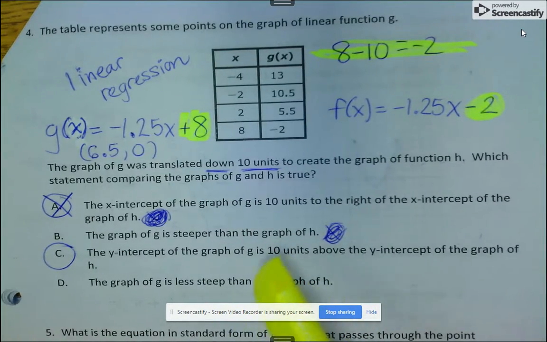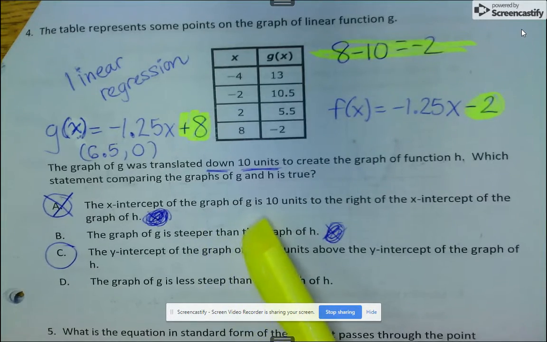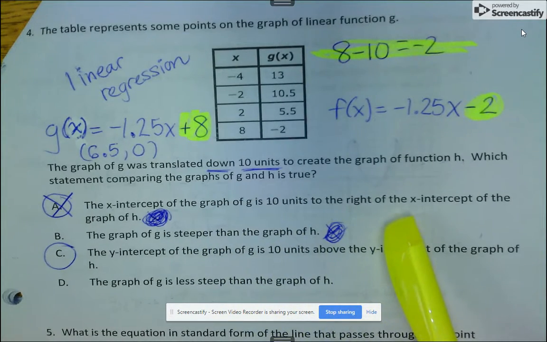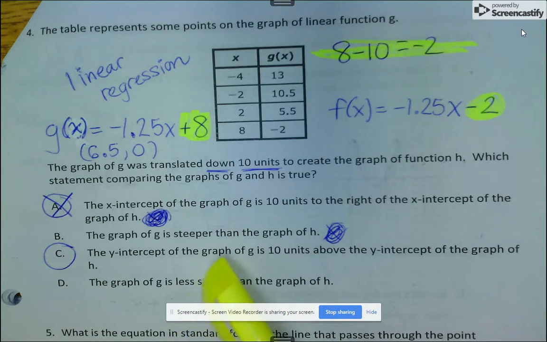Okay, so it says which is true. Well, it says the x-intercept of the graph is 10 units to the right. No, we didn't move it to the right, we moved it down. The graph is steeper? We didn't change slope, we only changed the y-intercept.